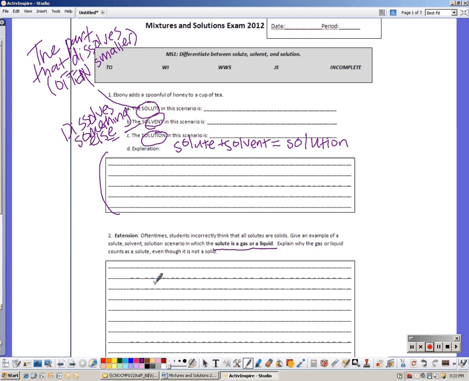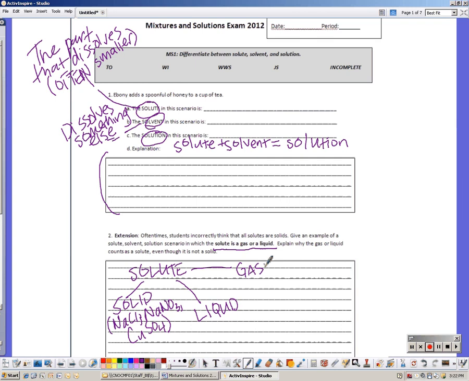So you really just have to talk about what it means for something to dissolve, whether or not it's solid, liquid, or gas. So a solute can be solid, like sodium chloride, sodium nitrate, copper sulfate, etc. But it can also be a liquid, and a solute can also be a gas.